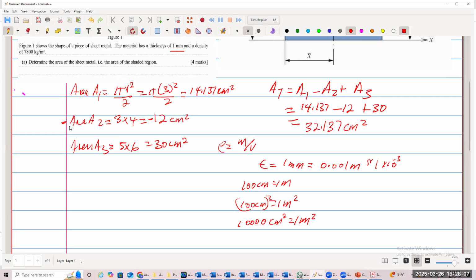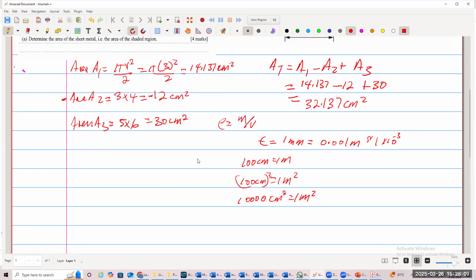The next step is to do a conversion here now. You're going to convert the centimeters squared to meters squared, and it is what?